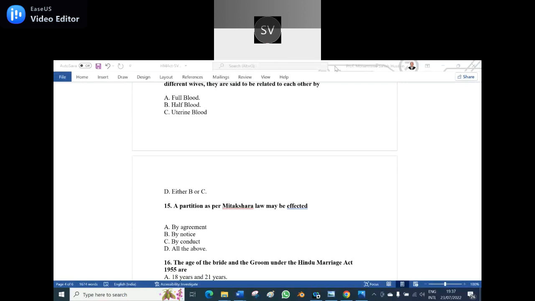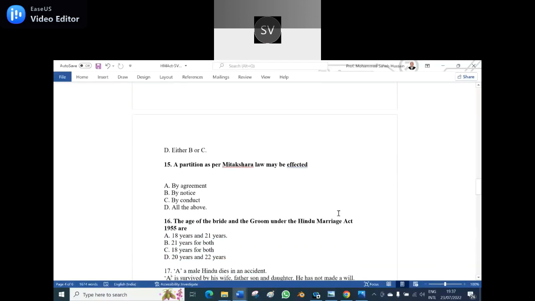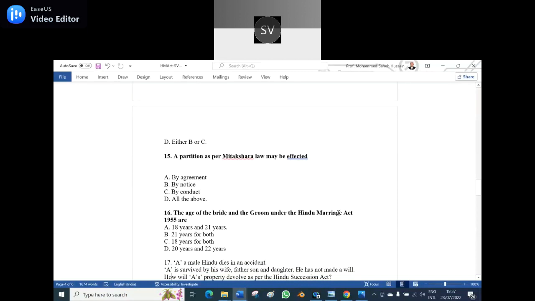15th question. A partition as per Mitakshara law may be effected: option A, by agreement; option B, by notice. Why is option B wrong? Contact. Is it clear now? It's clear to me. Okay, all the above. Proceed. Yes, all the above is the correct answer.